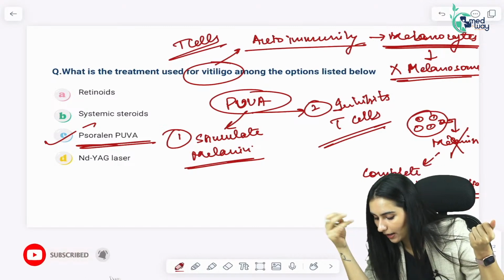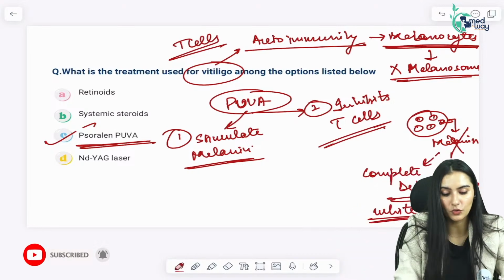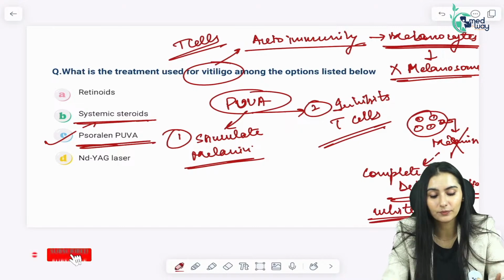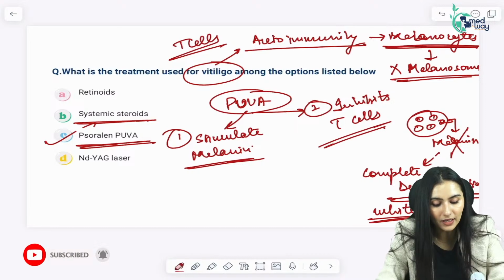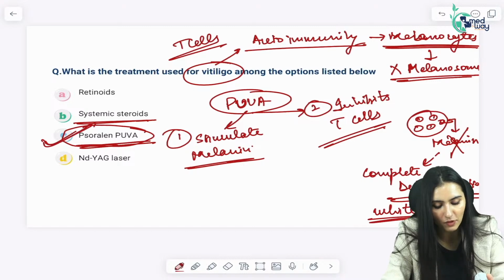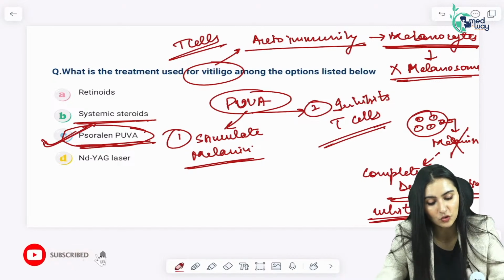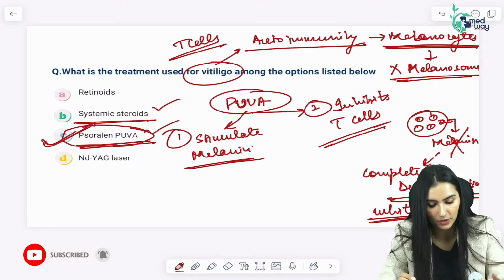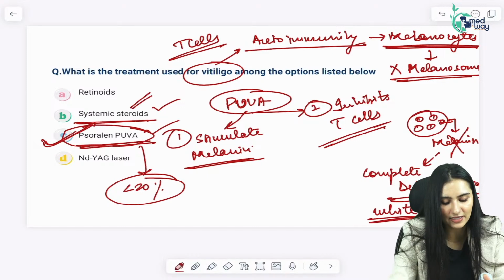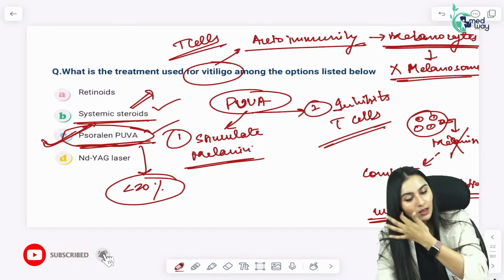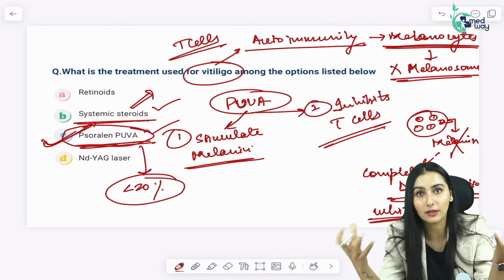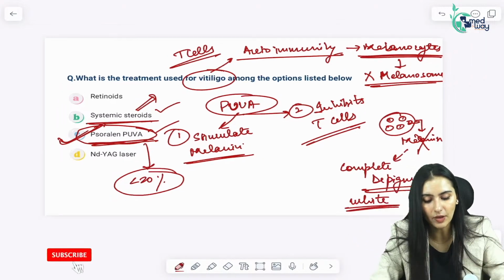Someone is asking why not steroids. Actually, steroids are also used. The question should have mentioned the extent of vitiligo. Steroids are also used, but if you ask for the treatment out of all of these, PUVA will be the right answer. If your lesions are less than 20%, you use PUVA. If they are very extensive, you use systemic steroids. If the lesions are limited, you don't give systemic steroids because they will hamper your entire immunity and can give you many other problems. So PUVA is a better answer.